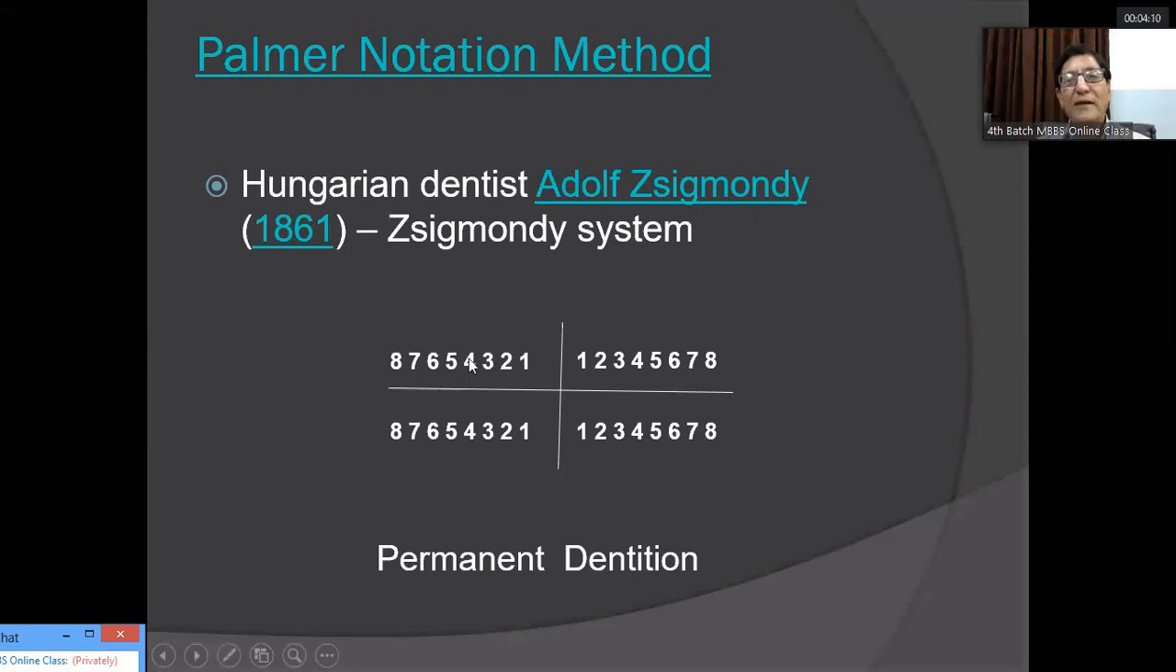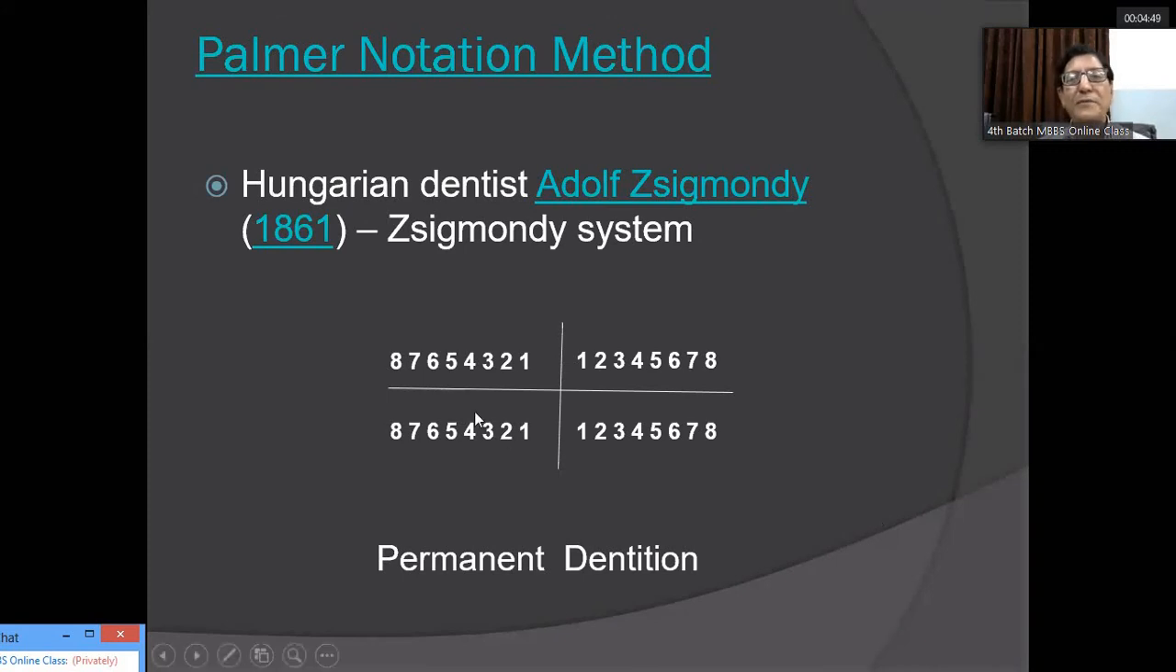Draw this line, and whichever tooth you want to mention, write the number in the same quadrant. For example, for the third molar of the left lower quadrant, you write these 2 lines and write only 8. That means left lower third molar. If you write 7 here, that means right lower second molar. If you write 4 here, this is left upper first premolar. Is that clear? Okay.